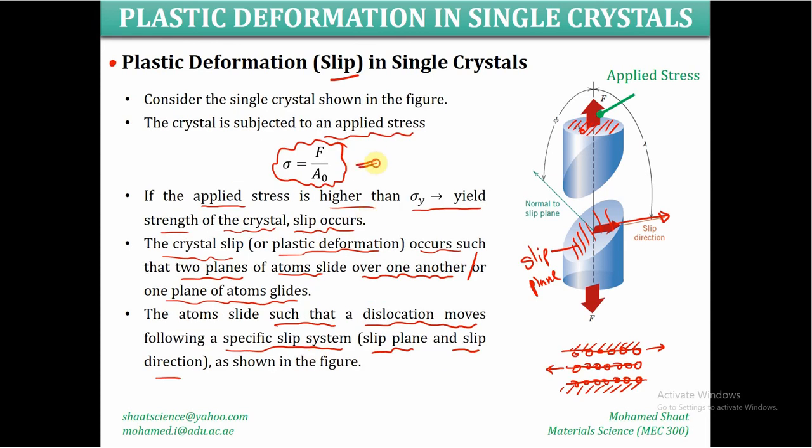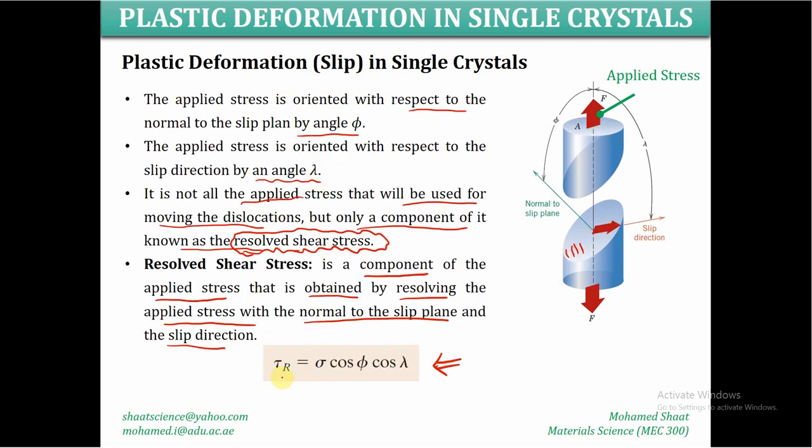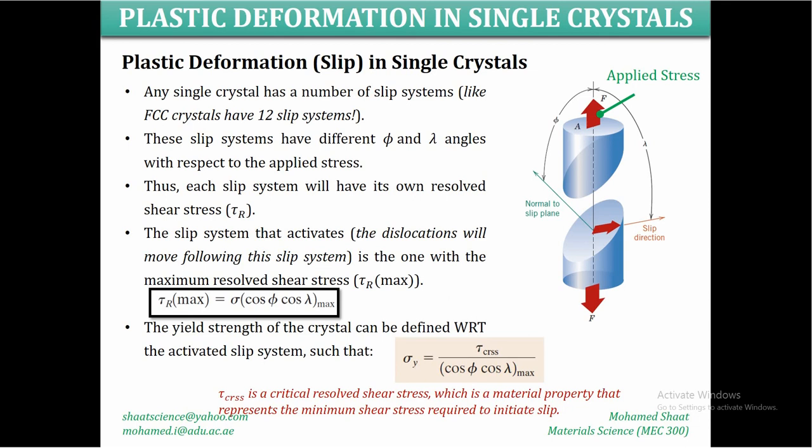How can we calculate this applied stress? Simply divide the force acting over the sample by the cross-sectional area of this sample, which is this normal cross-sectional area. You're going to end up with sigma. If you plug it here, you're going to calculate tau R, the resolved shear stress. It is equal to sigma times cosine phi times cosine lambda. This requires that you do some transformation over the different axes until you end up with this expression for the resolved shear stress. Make sense? So this is the amount of stress needed to move the dislocation inside the crystal structure.